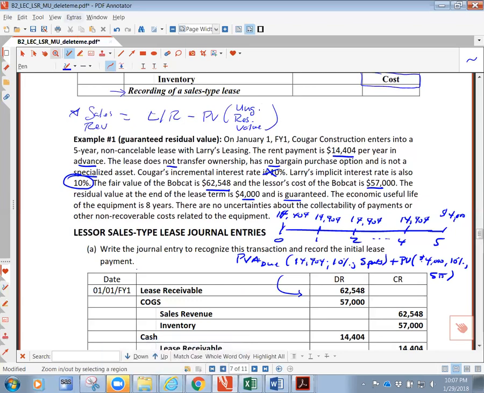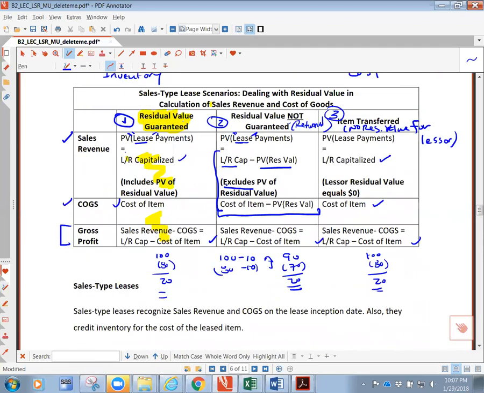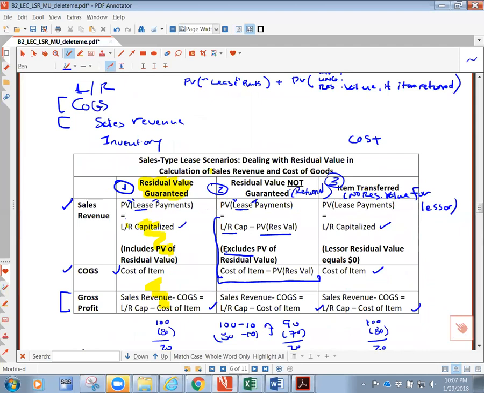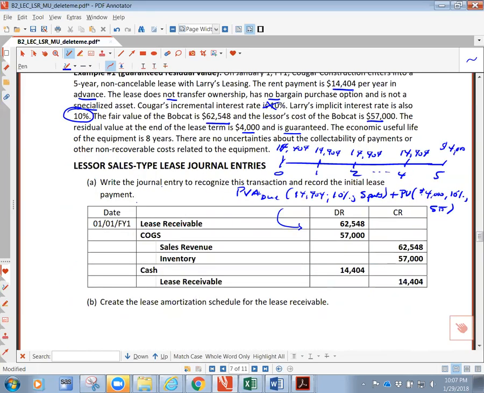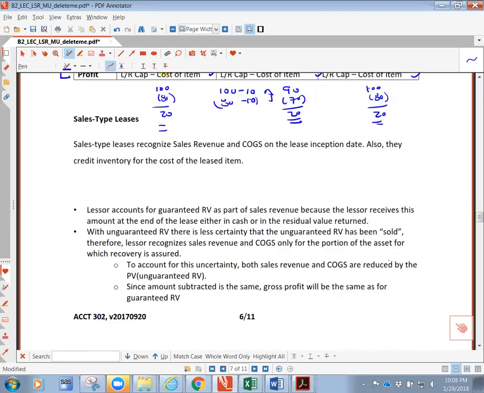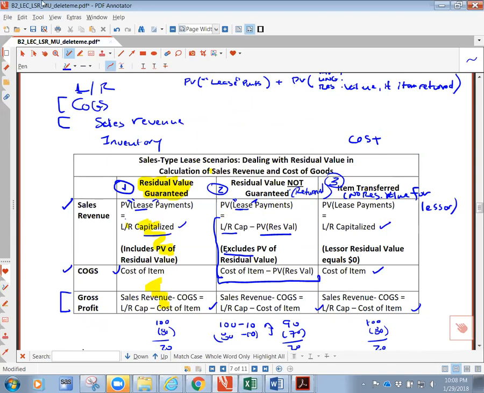Okay, now we have to recognize, going back to the chart from the prior lecture, that we're in the residual value guaranteed case, scenario 1. And in that case, it tells you the sales revenue equals the lease receivable capitalized. So scenario 1 and scenario 3 from that chart is what I call symmetric. 62,548, 62,548, 57,000, 57,000. Bam. You want a 1 case or a 3 case. Scenario 1 over here and scenario 3.